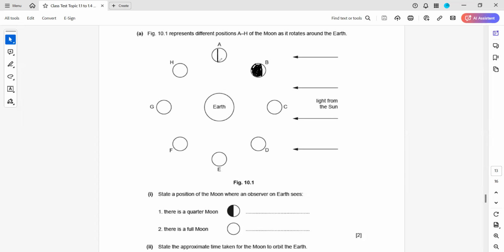Then we'll have the first quarter. Then waxing gibbous. Then we have a full moon. And then we have waning gibbous. Then we have the third quarter. Then we have a crescent again.